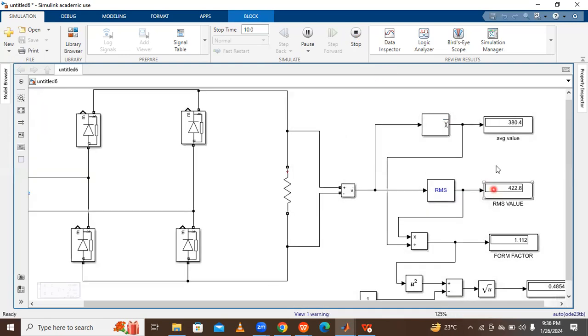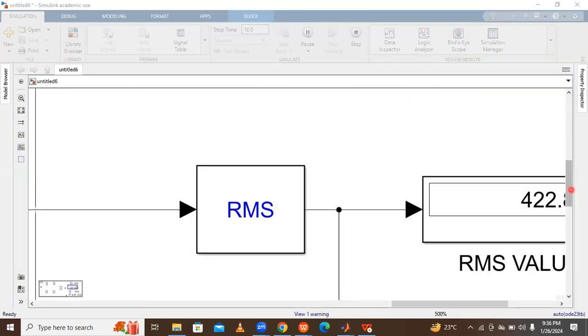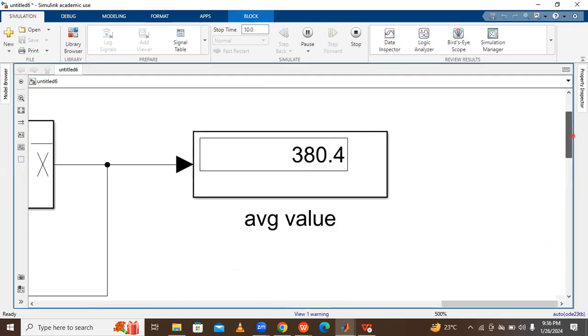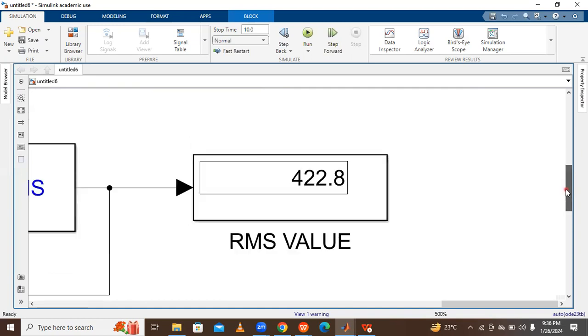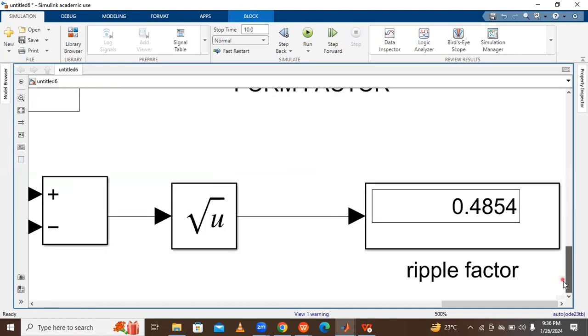So these are the experimental results from MATLAB Simulink. Average value 380.4 and RMS value 422.8. Form factor is 1.112 and ripple factor is 0.4854, that is 48.54%. So like this, we can simulate the diode bridge rectifier: form factor, ripple factor, average value, RMS value. Okay, that's it.